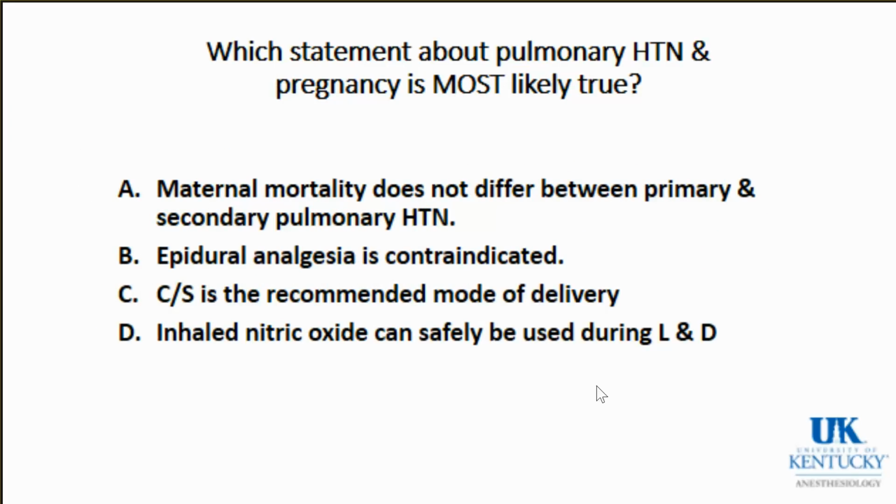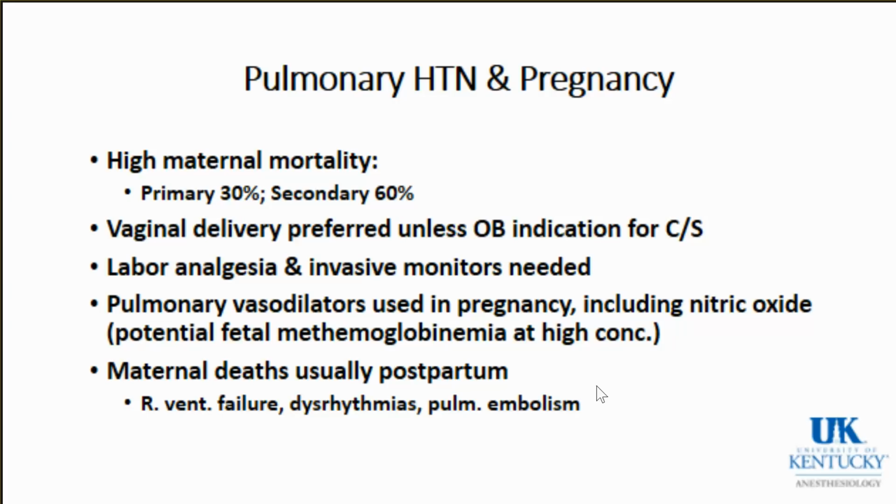Pulmonary hypertension was another topic. So which statement about pulmonary hypertension in pregnancy is most likely true? And that would be that you can use nitric oxide in these patients. The drugs you use for treating pulmonary hypertension, you can use in these pregnant patients. There's a high maternal mortality. You don't like to see the combination of pulmonary hypertension and pregnancy.